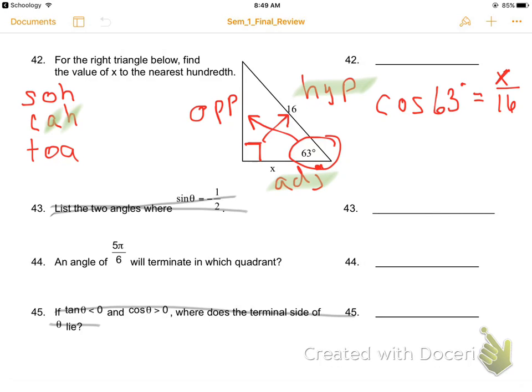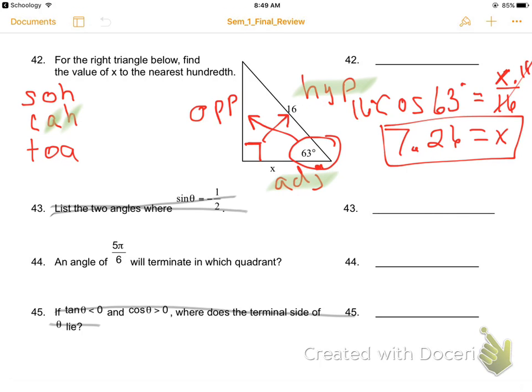I want to get x alone. It's being divided, so I'm going to multiply each side by 16. On the right, the 16s cancel. And I'm going to do this on my calculator, but I'm going to be very careful and check that my calculator is in degrees first. So 16 times the cosine of 63 degrees is 7.26. 7.26 equals x. Okay? Skipping 43, and let's move on to 44.